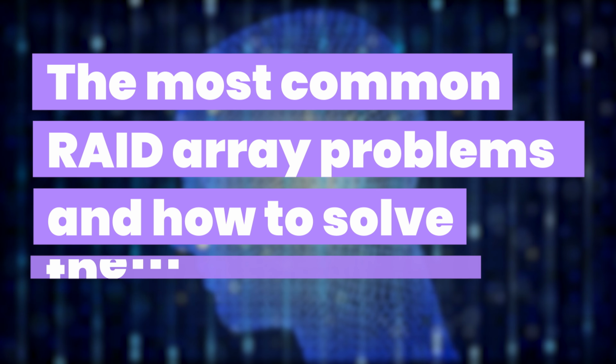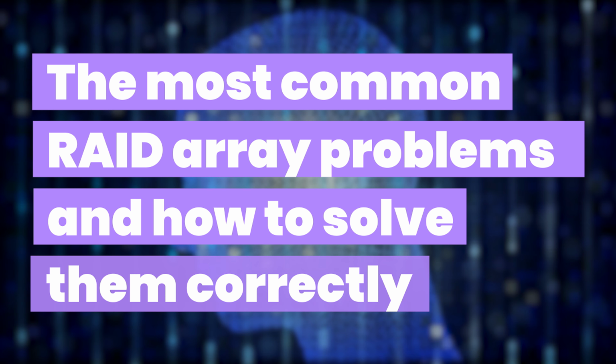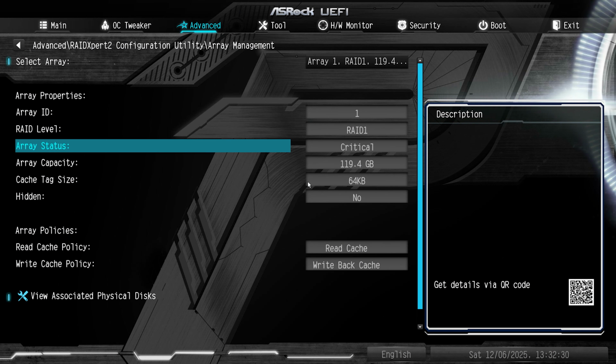The most common RAID array problems and how to solve them correctly. Now let's look at several typical situations that may arise during RAID array operation. The first situation, you have RAID 1 configured, the so-called mirror, and one of the disks fails. During system boot, you will see the array status critical or degraded. This means the array has entered a degraded state. However, all data is still located on the healthy disk and remains accessible.